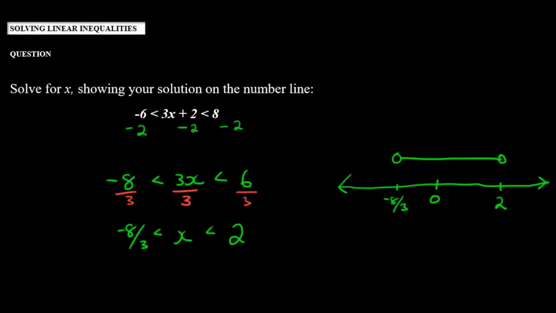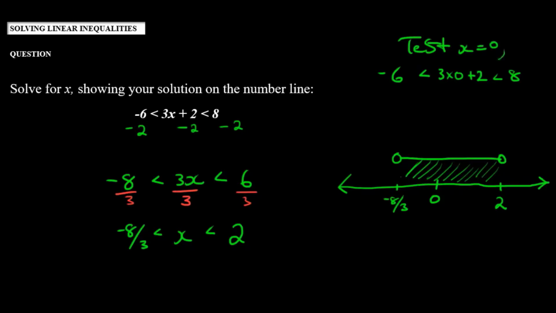And we could test it just to make sure that it's true, because here we could choose any value to make a test. So I'm going to use 0. Seems easy, and I know that it's between these two boundaries. So if I put 0 into my boundary, right, that would be negative 6 less than 3 times 0 plus 2 less than 8. Let me just write up here that I was testing for x equals 0.